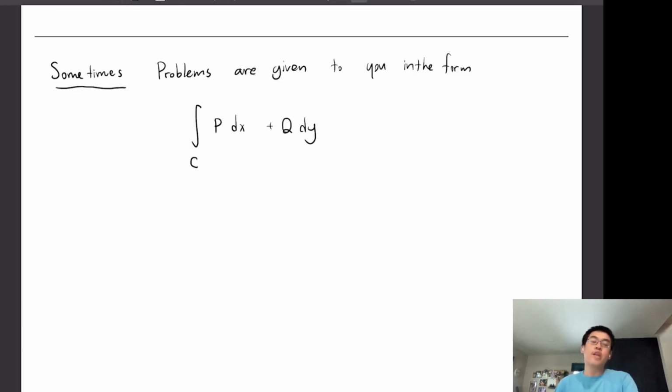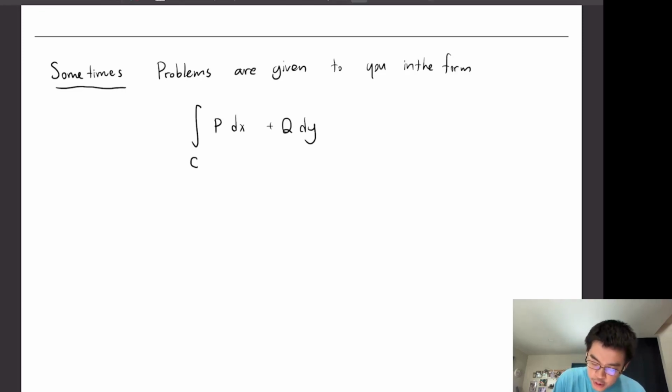all right, you see very often that people will come to you and say, oh, can you compute this integration over a curve of P dx plus Q dy? And you will be confused, like, what the hell is going on? Usually we integrate something dx, or something dy, but now we have something dx, something dy. What do we do, right?